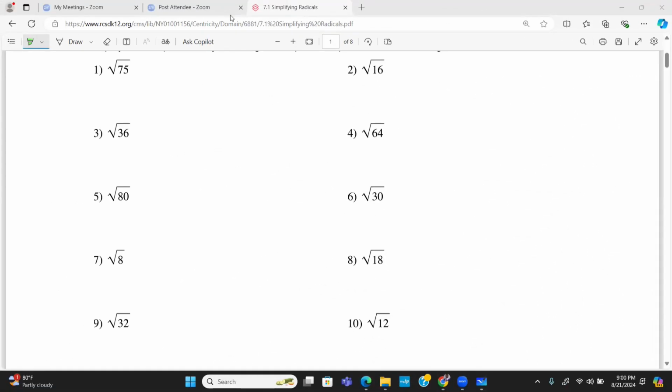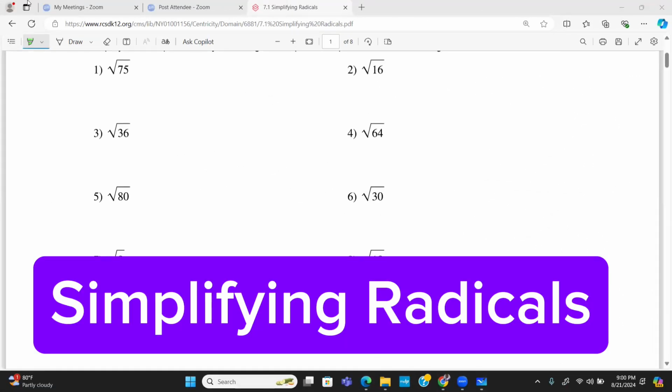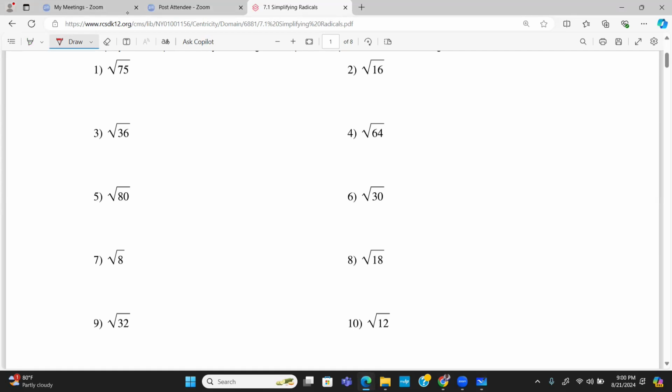In this phase of our lesson, what we want to do is simplify radicals. We want to be able to identify a perfect square, a square number that is a factor of these. And then from there, we're able to handle what we have.